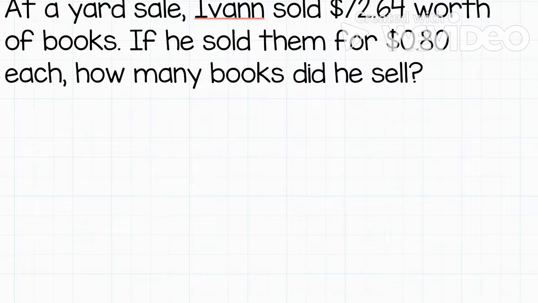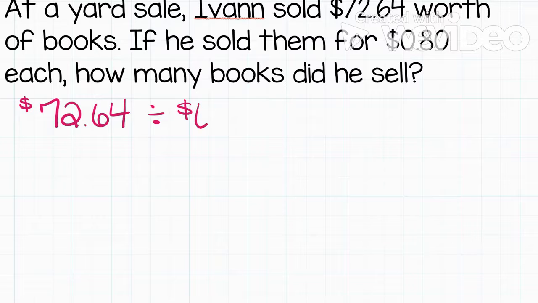Okay, so in this problem it says, at a yard sale, Ivan sold $72.64 worth of books. If he sold them for 80 cents each, how many books did he sell? So my total is $72.64, and I'm dividing it by how much he sold them for, which was 80 cents.